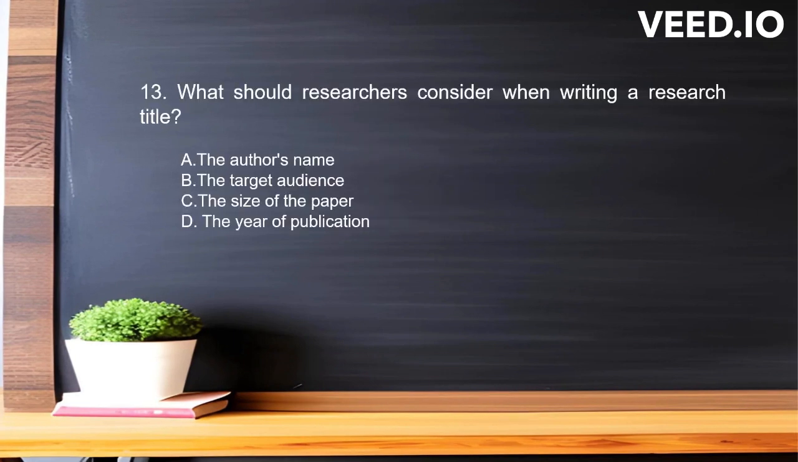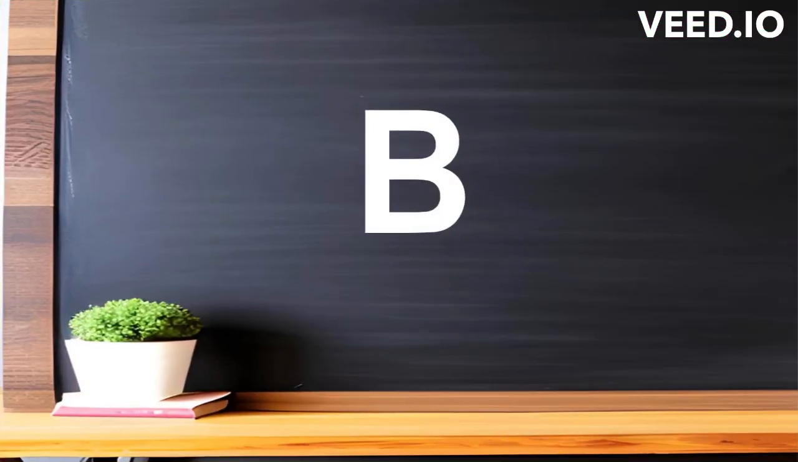13. What should researchers consider when writing a research title? A. The author's name. B. The target audience. C. The size of the paper. D. The year of publication. The answer is B. The target audience.